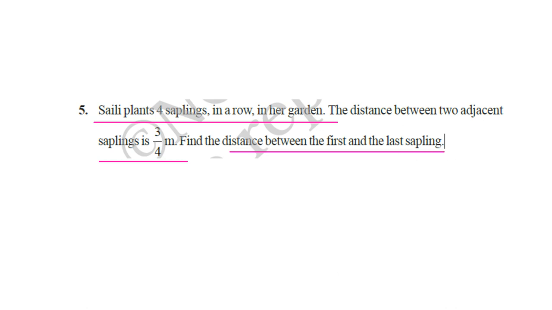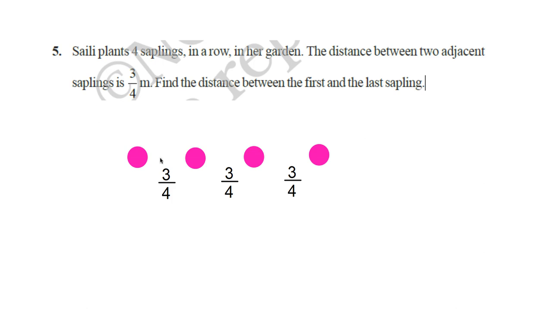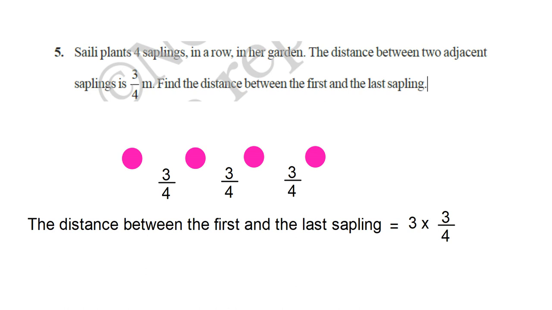Let this be the 4 saplings, and the distance between each sapling is 3 by 4 meter. You have to find out the distance between the first and last sapling. That is 3 by 4, 3 by 4, 3 by 4, that is 3 into 3 by 4. So you can write the distance between the first and the last sapling is 3 into 3 by 4.